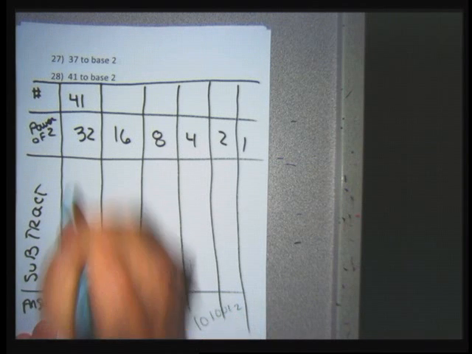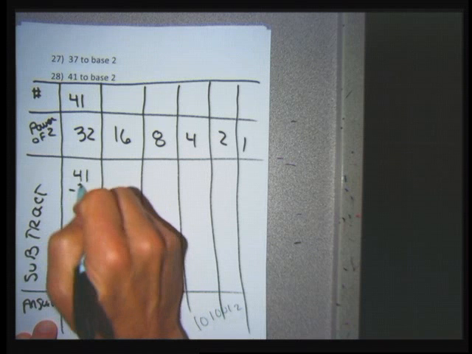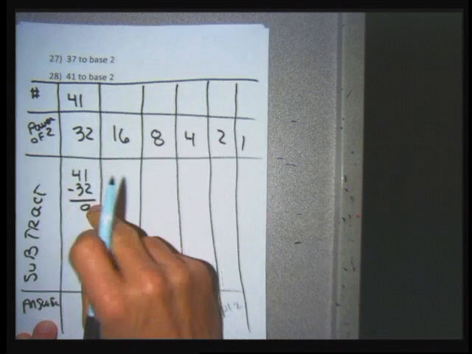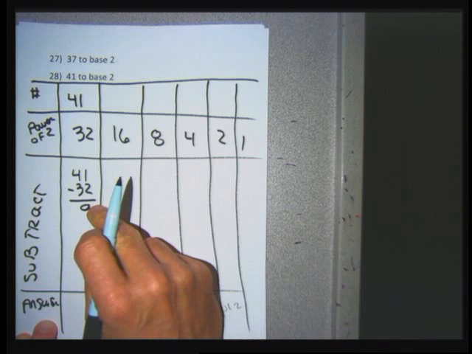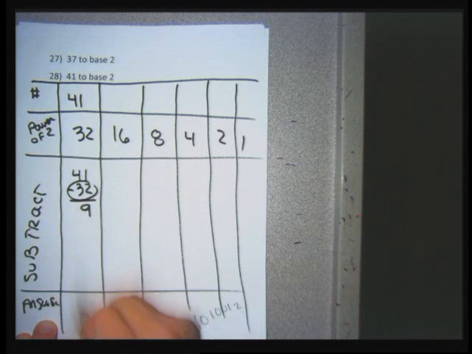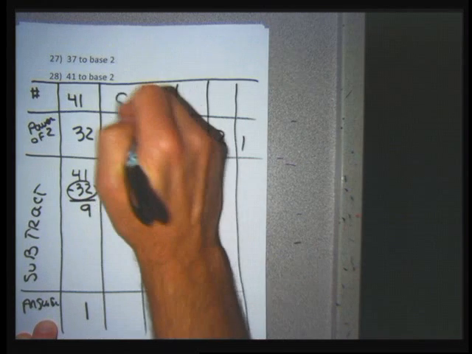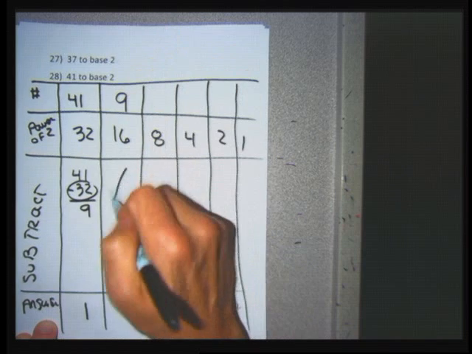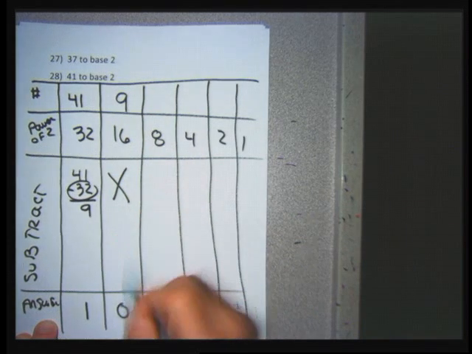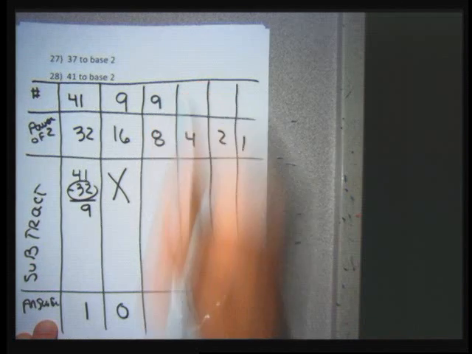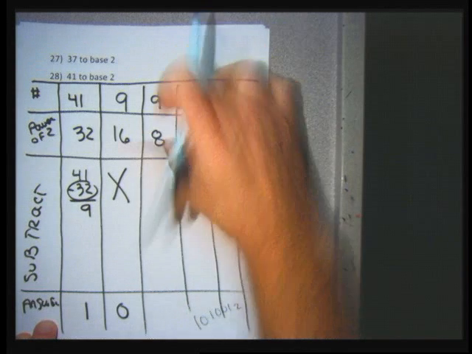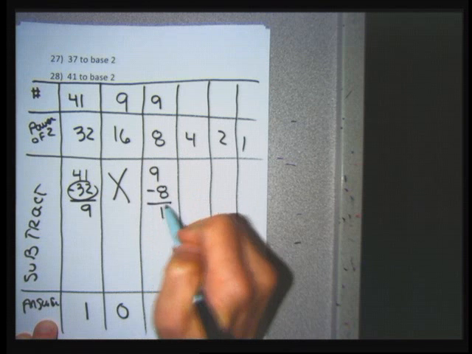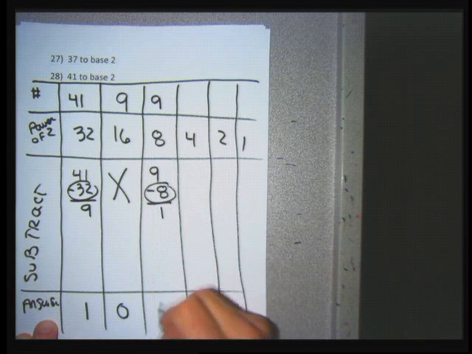So first subtraction, 41 minus 32, I believe is 9. 9 minus 32 would be negative. I'm done subtracting 32. On the bottom I get a 1. I bring my 9 over. 16 is bigger than 9, so I can't subtract it. I put an X there, call this a 0. Bring my 9 over. 9 minus 8 is 1. Only able to subtract 1 time.